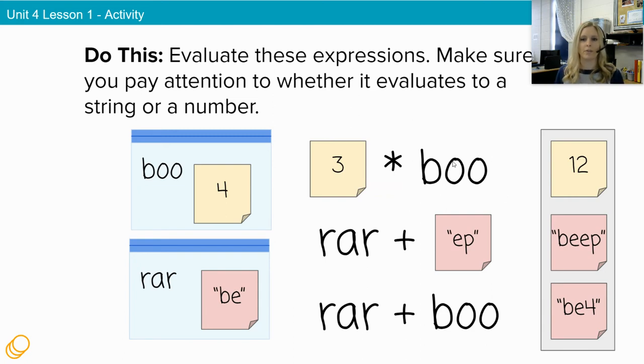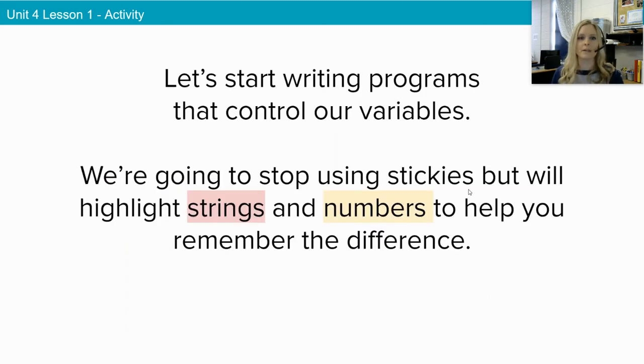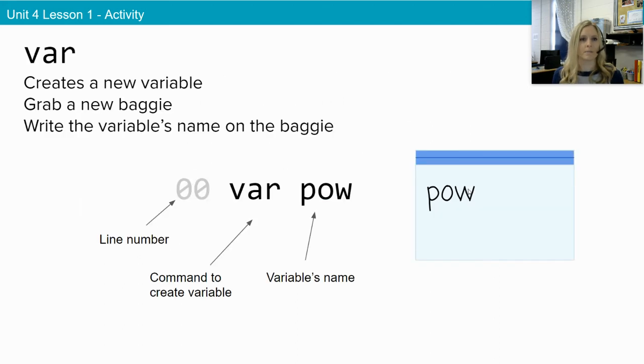So remember, whenever you see a variable in an expression, we just want to know what's in the baggie. What's the current value inside that variable? And then we can use it to combine two things. Now we're not going to use the Post-its for a little while. We're still going to highlight strings and numbers with their corresponding colors.